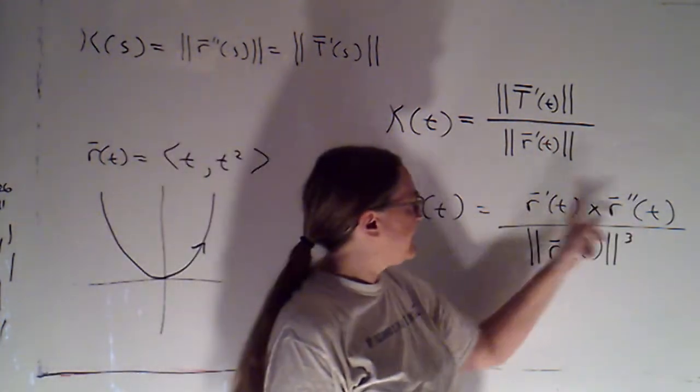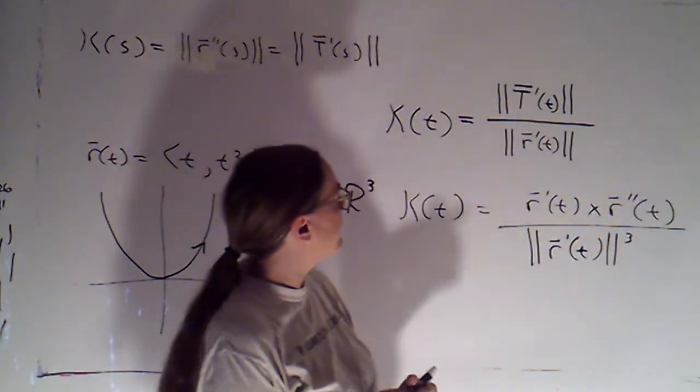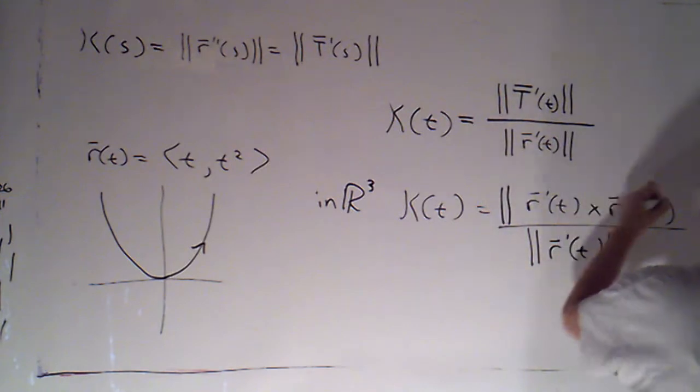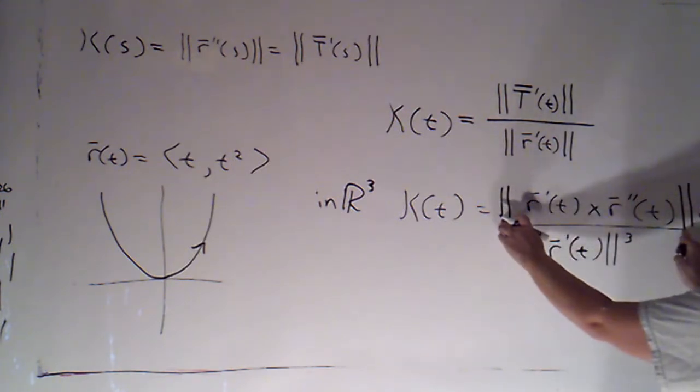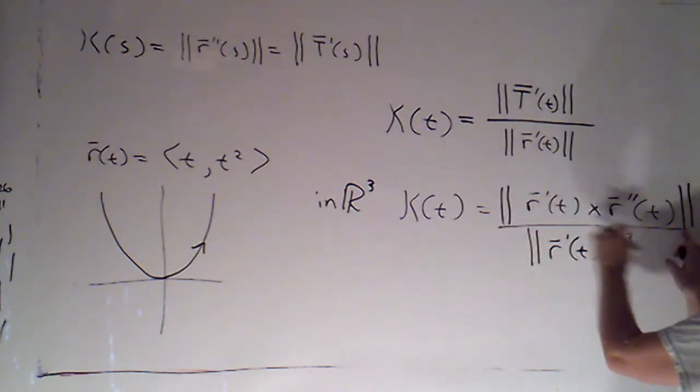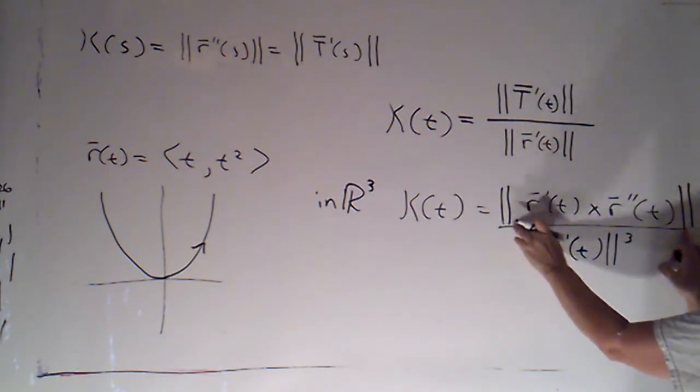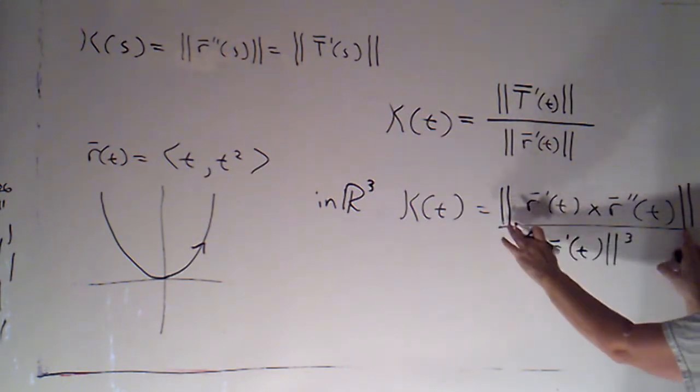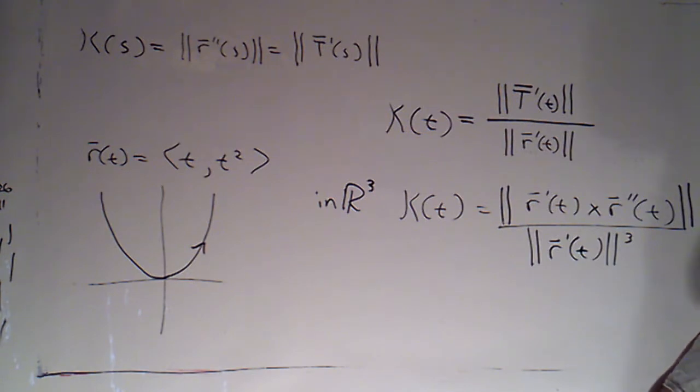Here, just taking two derivatives, taking a magnitude, oh, I'm sorry. That should have been a magnitude on the top. Curvature is a number, not a vector. I do apologize. I totally left off that magnitude when I wrote this down. Okay, all right.